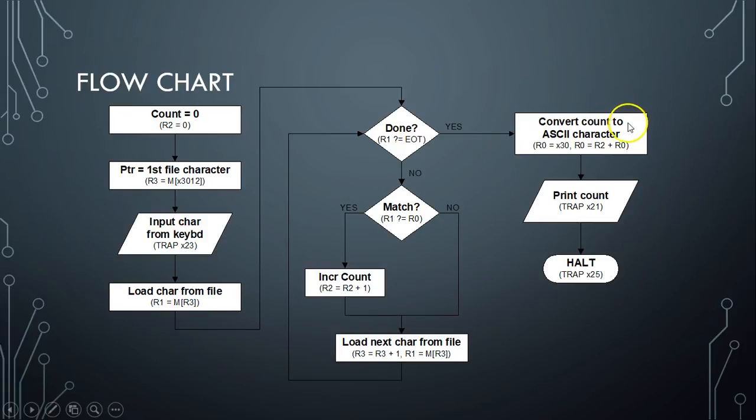It's going to convert the count that we have stored up into an ASCII character. Then it's going to print out the count using trap here. And then lastly, we're going to halt this program, because at that point we're pretty much done.